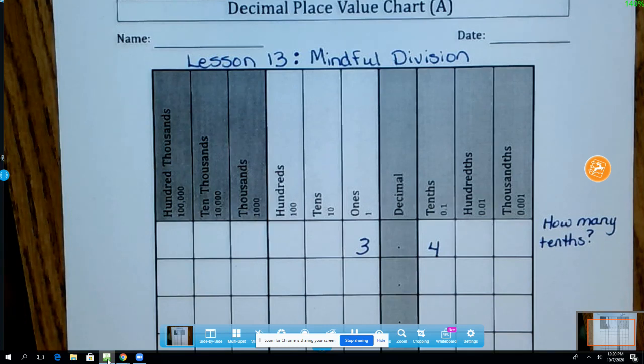Welcome to Lesson 13, Mindful Division. In Lesson 12, we were talking about how multiplication is repeated addition. Well, division is repeated subtraction. And in order to be able to divide with decimals, we need to know how to convert, only in the opposite way we were converting when we were talking about multiplication.